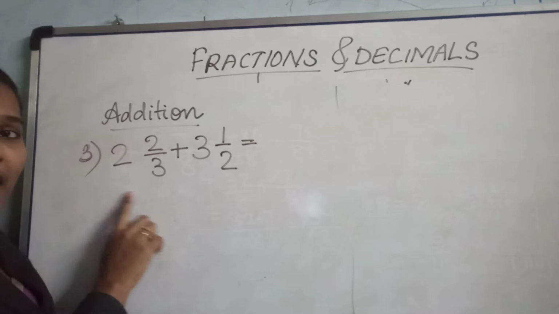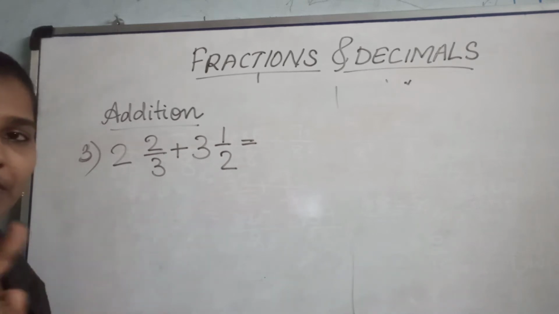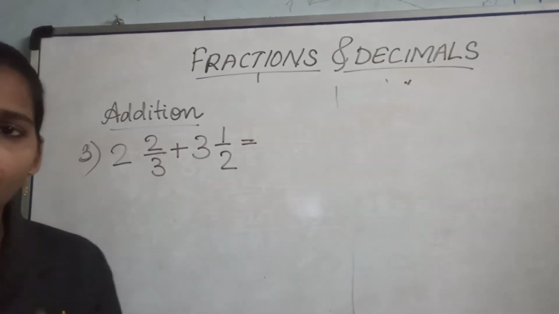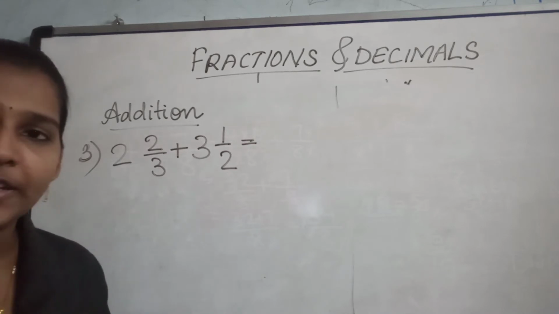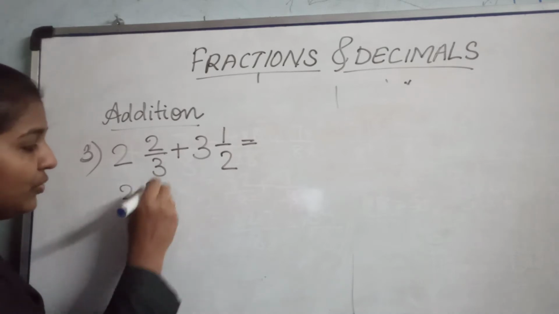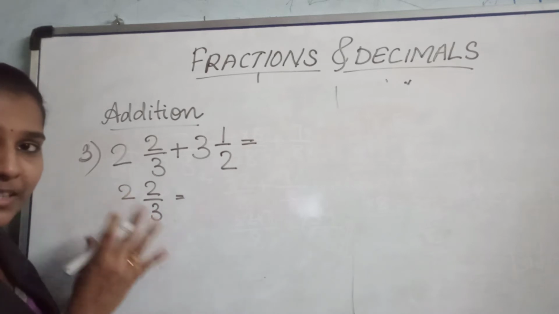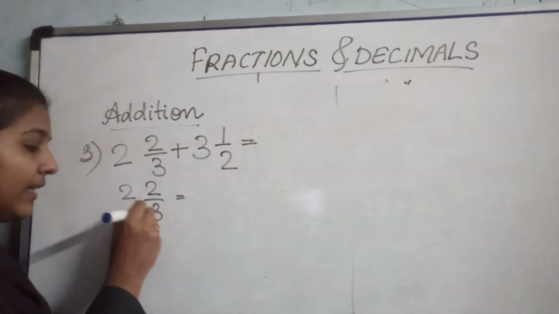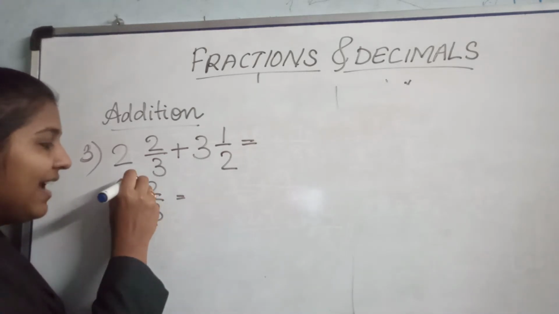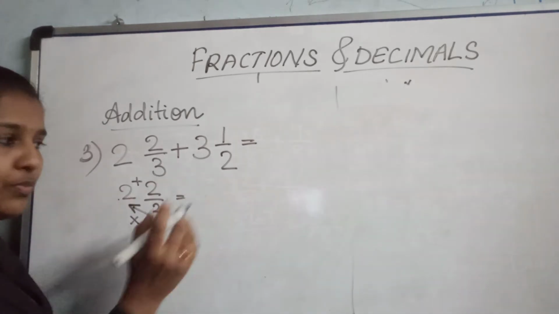To add the mixed fractions, first you have to convert the given mixed fractions to improper fractions. Children, do you know how to convert it to improper fraction? Look here. First take the fraction 2 2/3, and then to convert a mixed fraction to improper fraction, you multiply the denominator with this whole part, then add the numerator. This will be our new numerator.